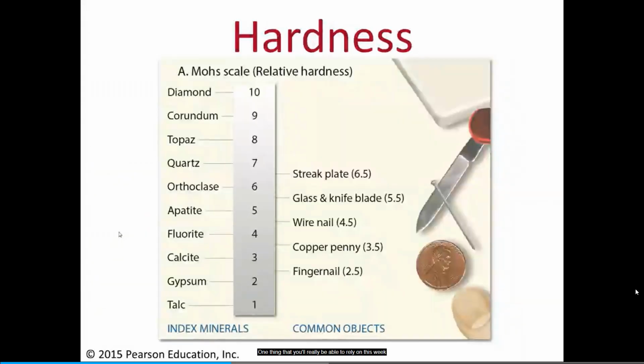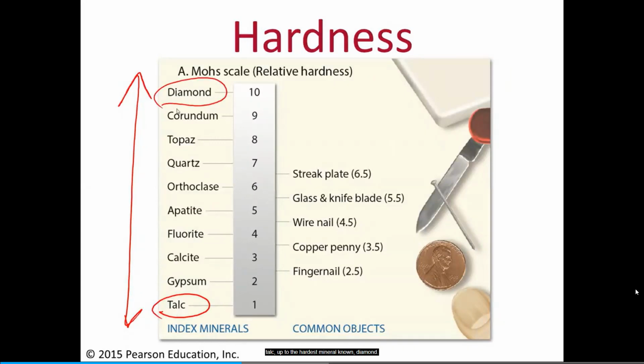One thing that you'll really be able to rely on this week in lab is your assessment of mineral hardness. Minerals are classified in terms of their relative hardness on a 10-point scale that runs from the softest mineral known, talc, up to the hardest mineral known, diamond. You're going to evaluate the hardness of minerals, their resistance to being scratched, using substances of known hardness. So one of those is going to be your fingernails. So hopefully you brought your fingernails to class today. You will also be using a copper penny, wire nails, a harder piece of metal like a knife blade or a masonry nail, and then there's a streak plate as well. Some labs will also use glass. Glass is about the same hardness as the knife blade, about 5.5 on the Mohs scale.